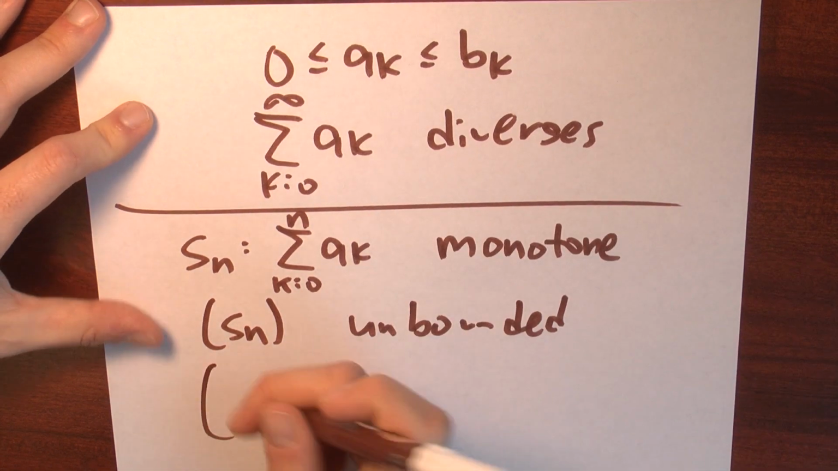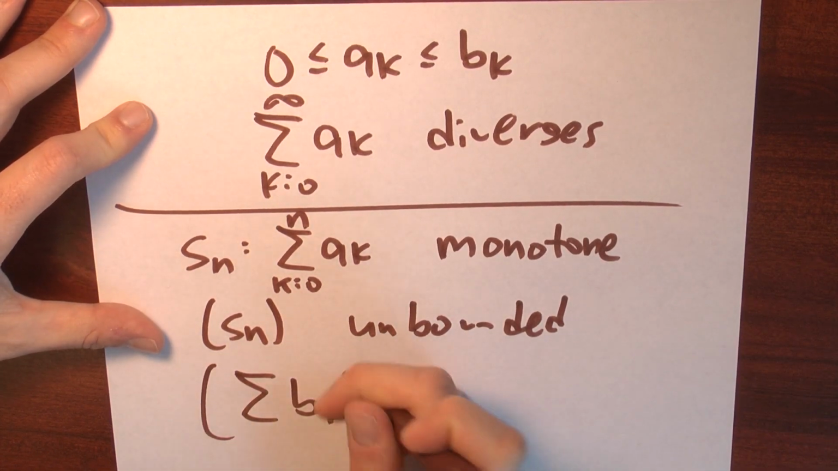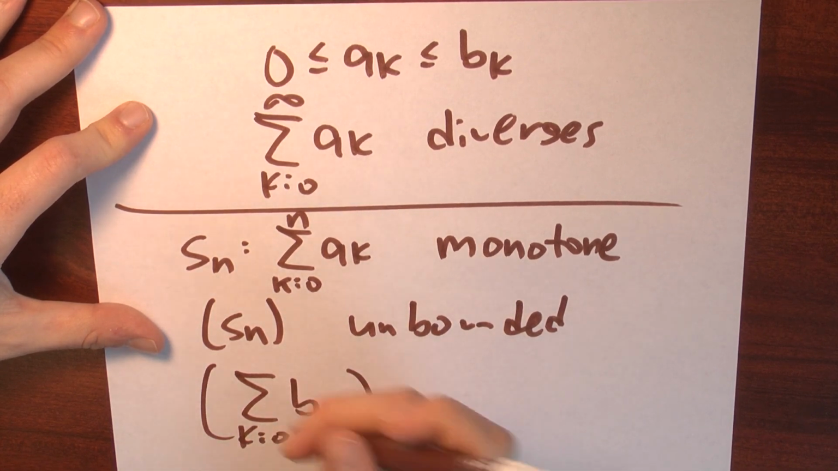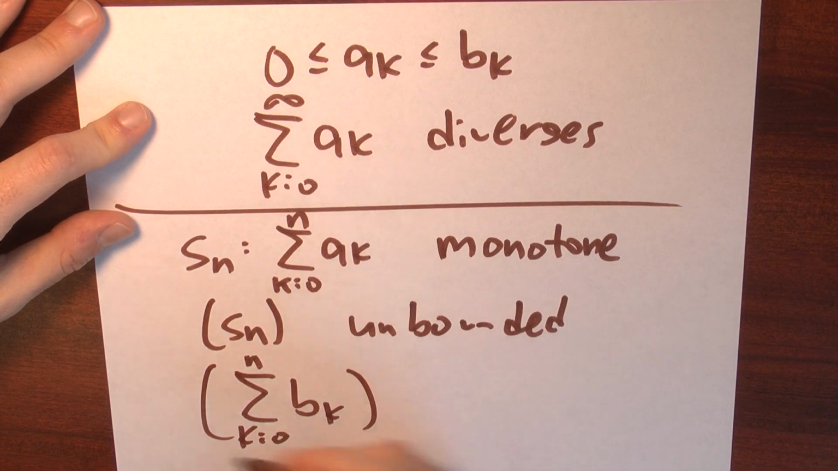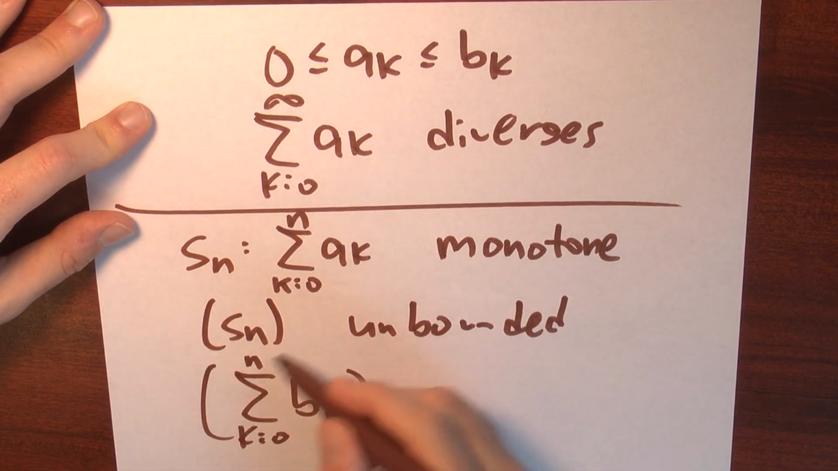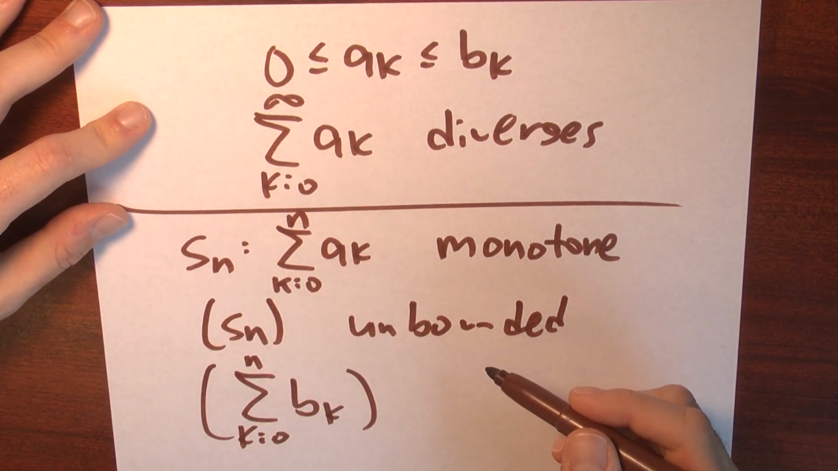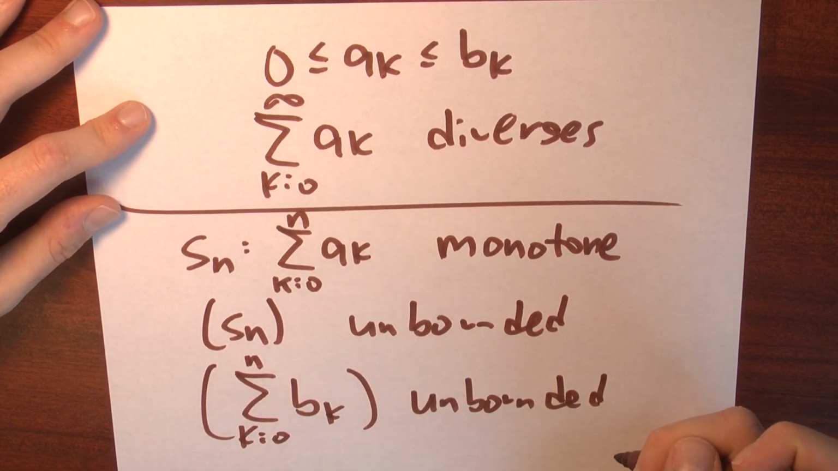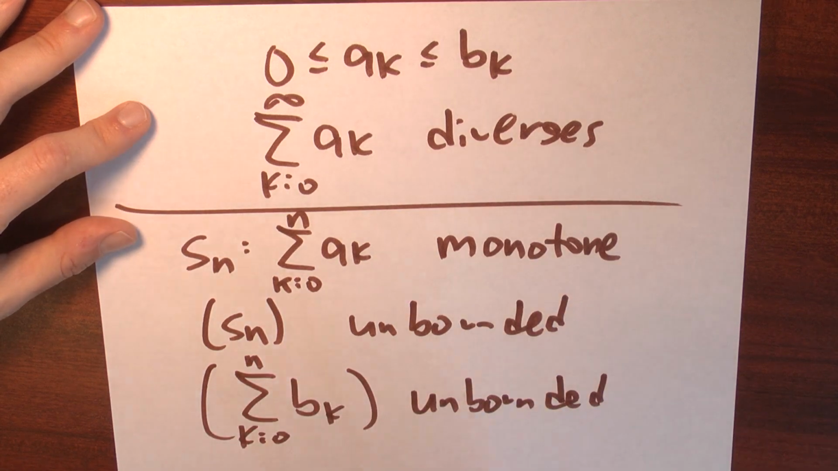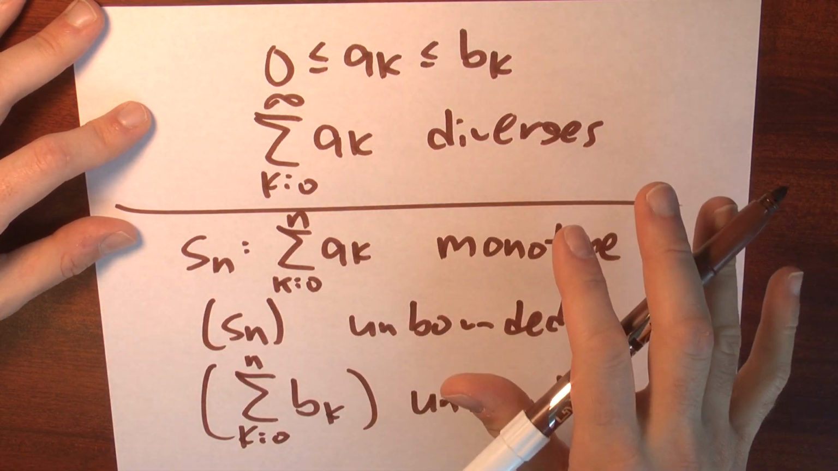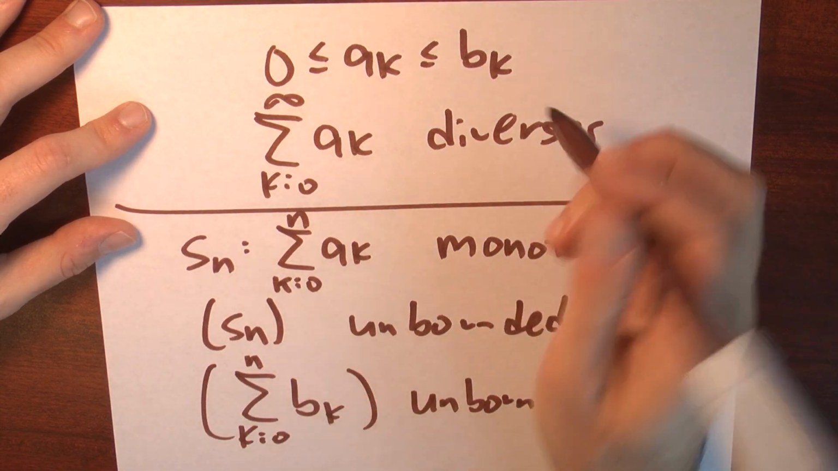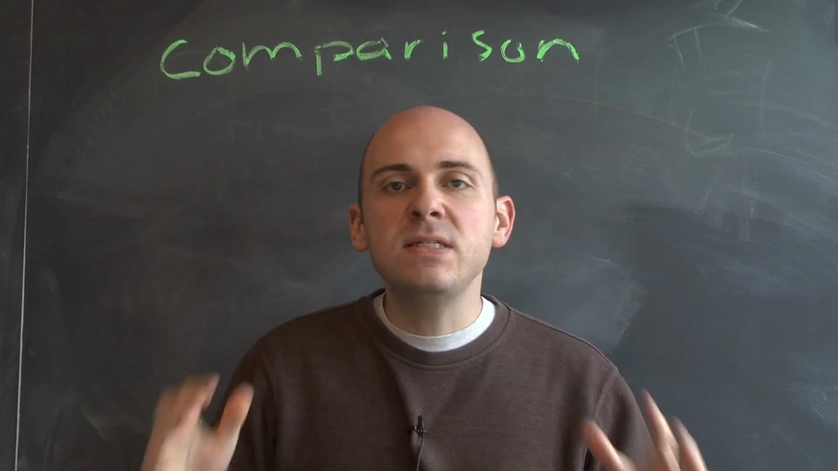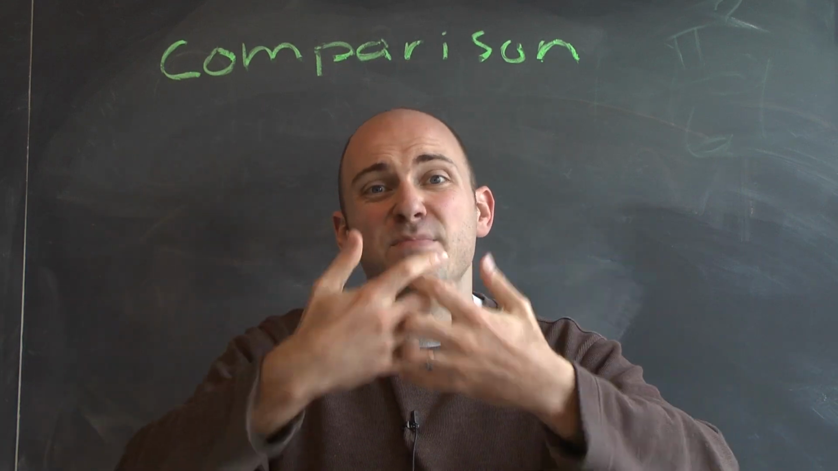What about the sequence of partial sums for the series involving the b sub k's? So the sequence of partial sums there is the sum k goes from 0 to n of b sub k. This is even bigger than the sequence of partial sums for the a sub k's. This sequence is likewise unbounded. Well, if this sequence is unbounded, then that sequence doesn't converge. And if that sequence doesn't converge, that means that the sum of the b sub k's diverges. And that was fast, so it would help to see the convergence and divergence statements together.